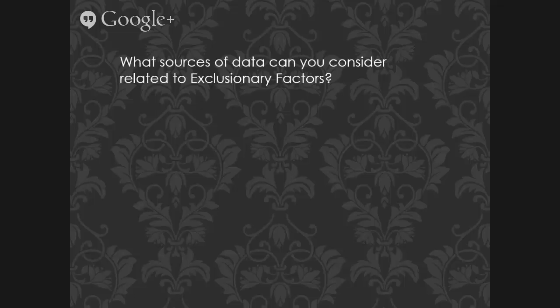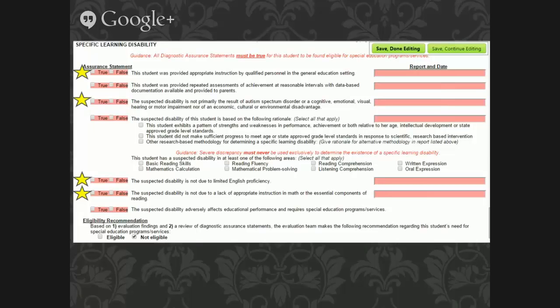But in the evaluation process, it is important that each of these questions are reviewed carefully by more than one team member, so that multiple persons can give input as to whether or not these factors are the primary causes for the student's underachievement. Let's move to the next slide, and here is just a visual showing you that 4 of these assurance statements within the eligibility recommendation relate to exclusionary factors.